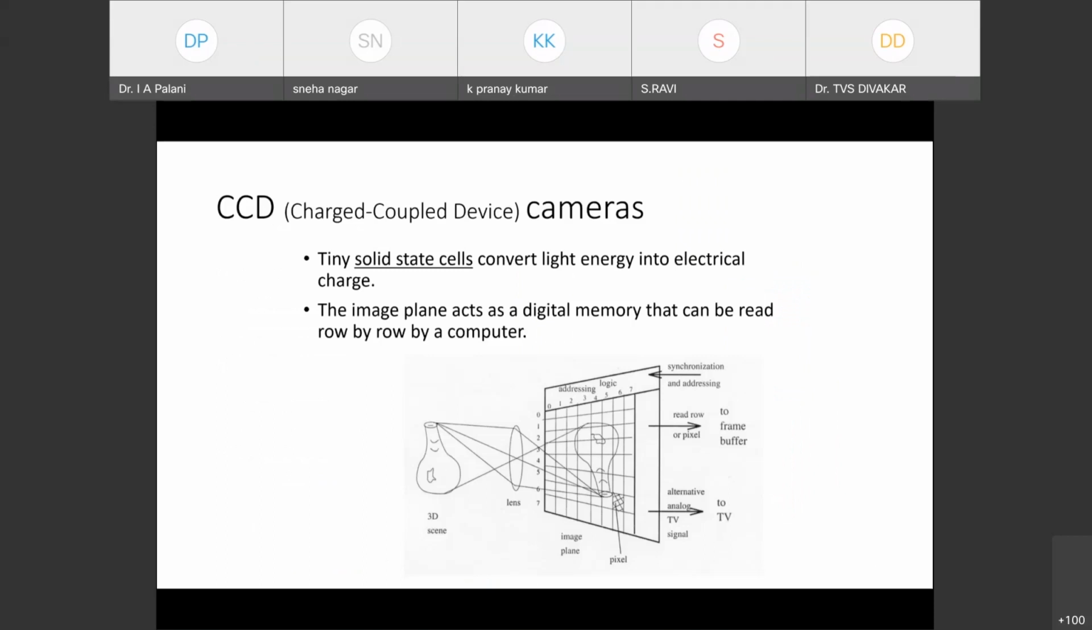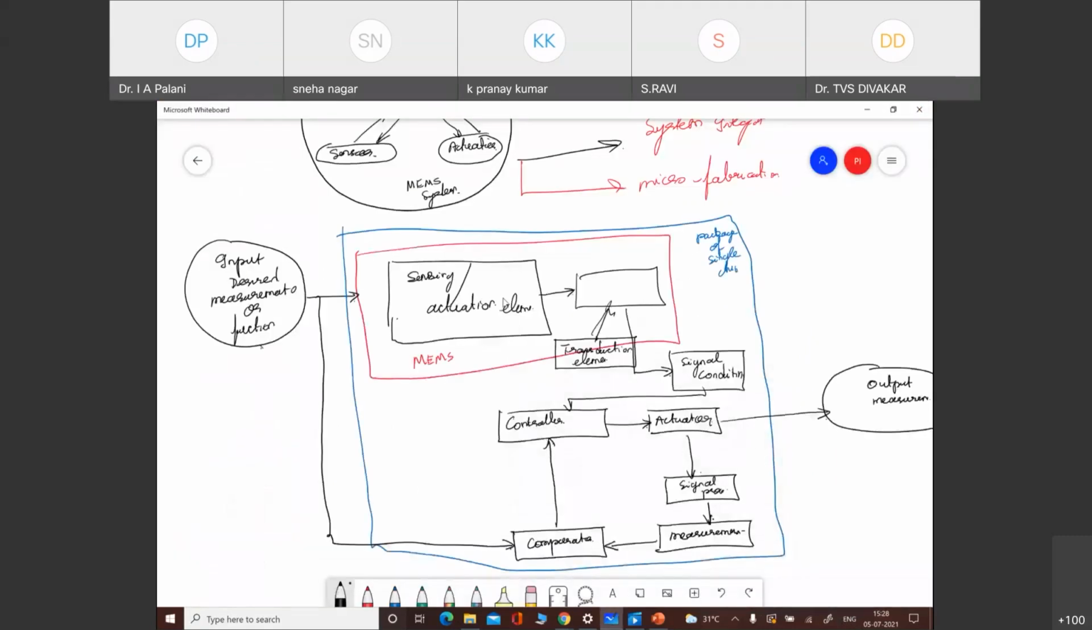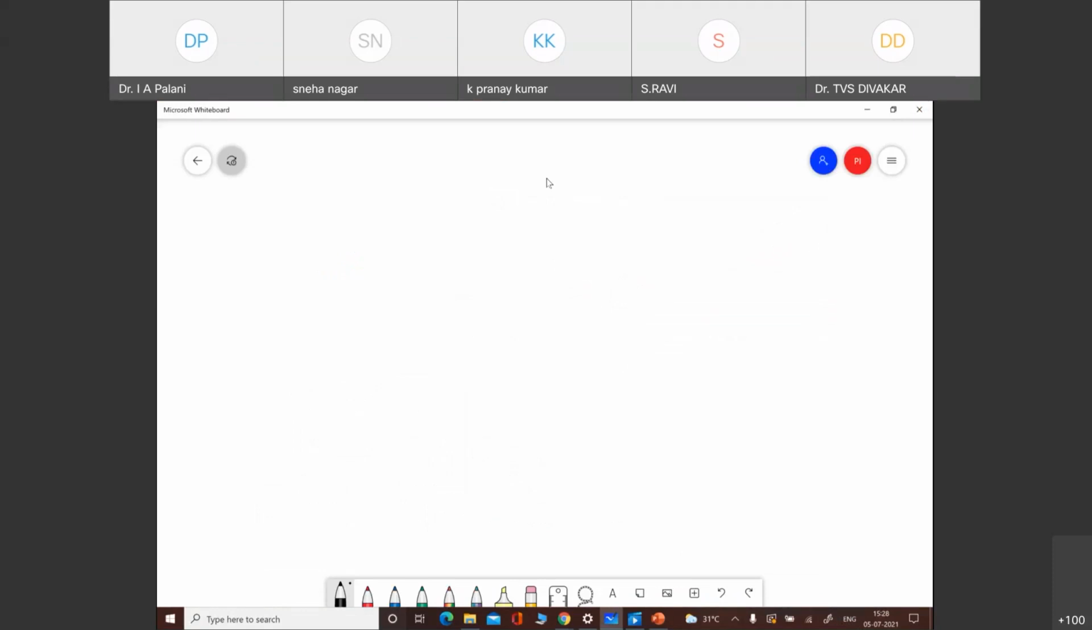In fact, I can just give you an overview about the shadowgraphy technique, as well as the overall construction of the system. Now I am going to the whiteboard. Hope you are able to see my whiteboard.